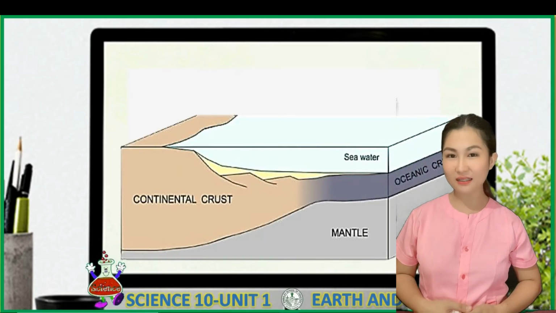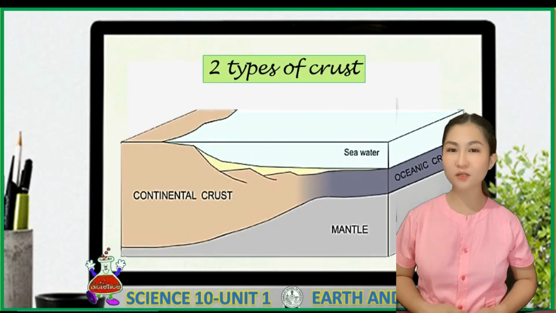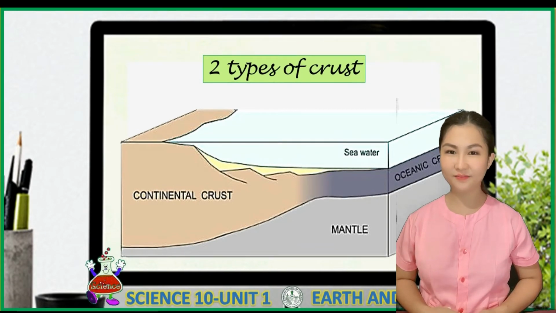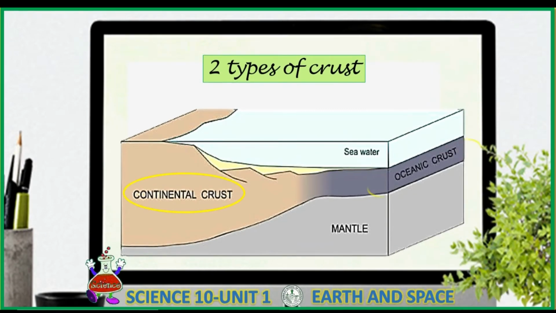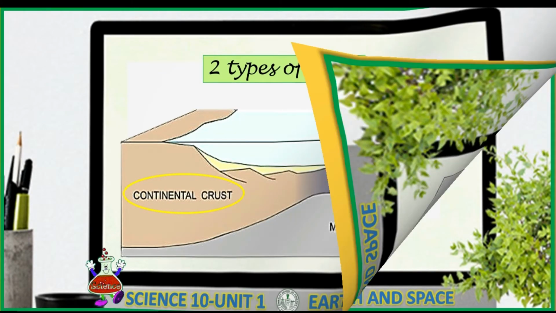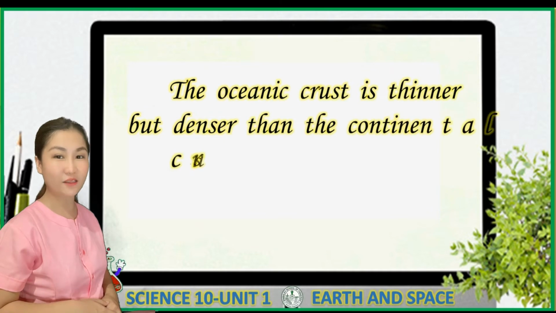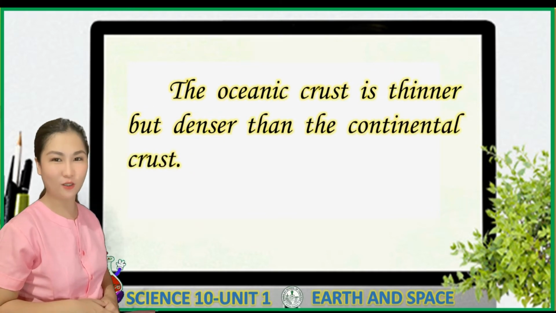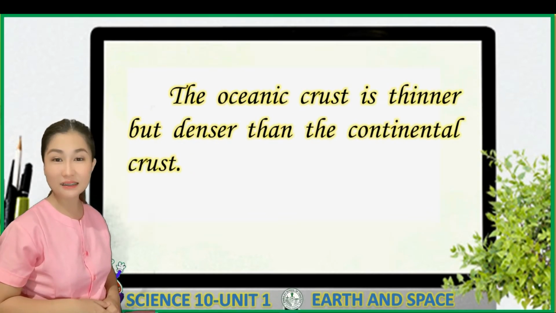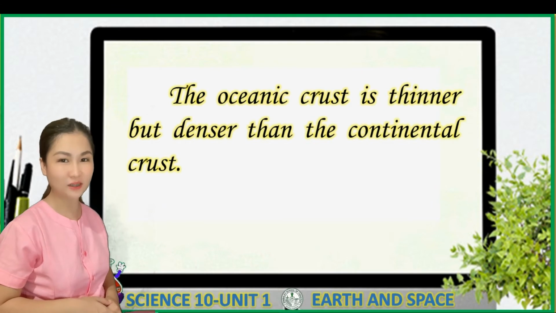But before that, let me remind you that there are two types of crust or plate. These are the continental and oceanic crust. Can you still remember the difference between the two? Very good. The oceanic crust is thinner, but denser than the continental crust. This idea will help you understand the processes occurring along plate boundaries.